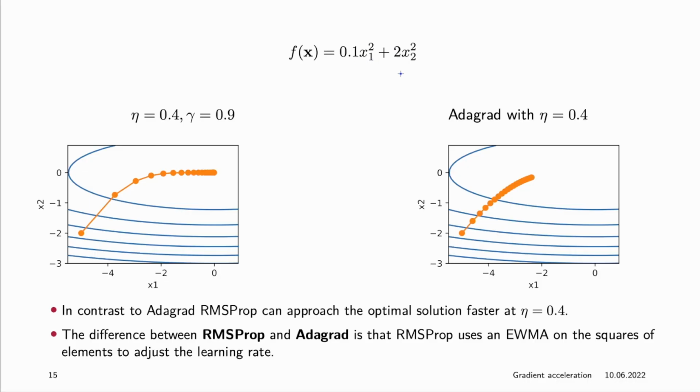If we go back to our two-dimensional function, f of x equals 0.1 x1 squared plus 2 times x2 squared, then we see that we get the same benefit as before for AdaGrad, also for RMSProp, here with a value of gamma equals 0.9, this exponential decay rate. And if we compare it to AdaGrad, we see that we get similarly a smooth trajectory for optimization. However, we do arrive at the optimum because it doesn't decay so fast. So in contrast to AdaGrad, RMSProp approaches the optimal solution faster at the same learning rate, eta equals 0.4. And the difference between these two methods is that RMSProp uses an exponentially weighted moving average on the squares of the elements of the gradient instead of just adding all of these up.